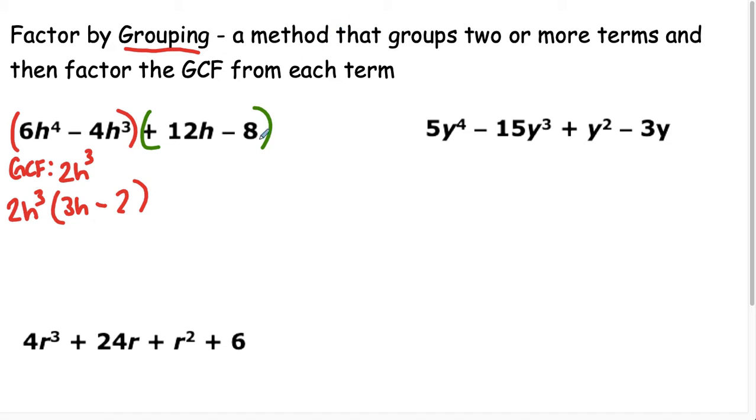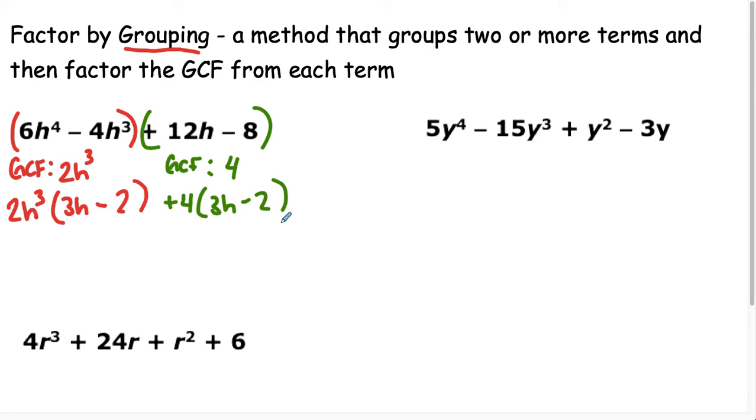The second step is to do the same thing with the second group. Find the GCF of 12h minus 8. The GCF of 12h minus 8 is positive 4. So I'm going to factor out the GCF, which is positive 4, and figure out what's left. If I factor out 4 from 12h, I should get 3h, because 4 times 3h is 12h. If I factor out 4 from negative 8, I should get minus 2, because 4 times negative 2 is negative 8. All right.